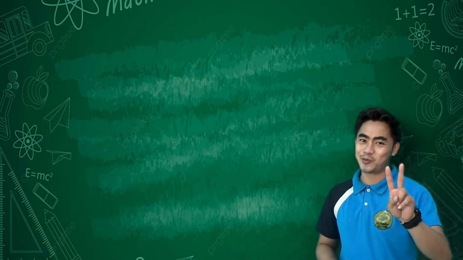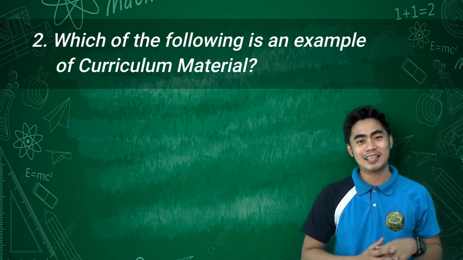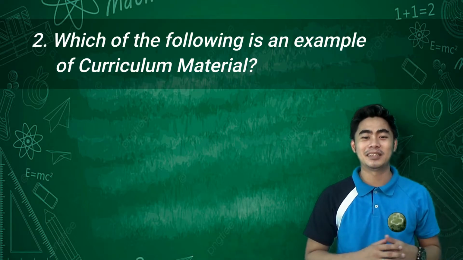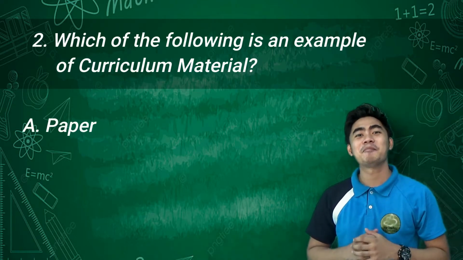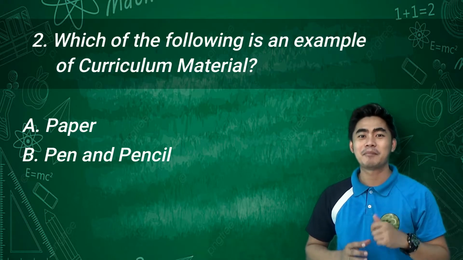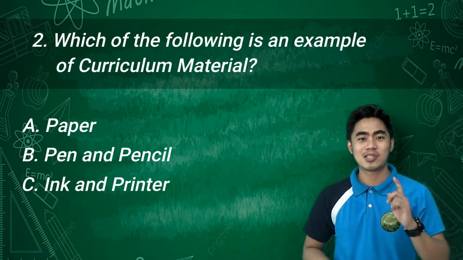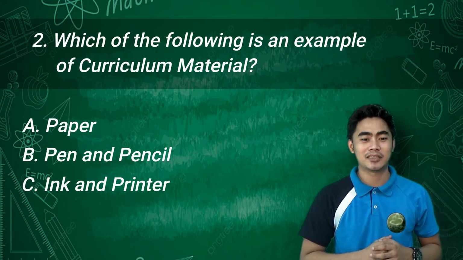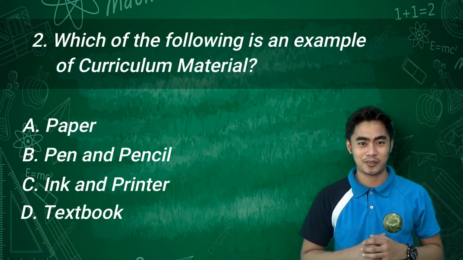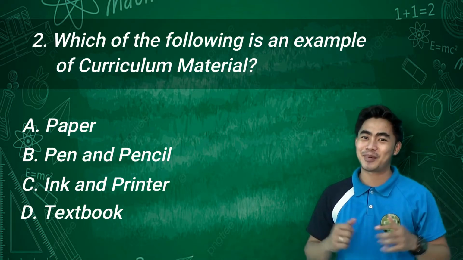Question number 2. Which of the following is an example of a curriculum material? A. Paper. B. Pen and pencil. C. Ink and printer. Or D. Textbook. Write your answer on the chat box.